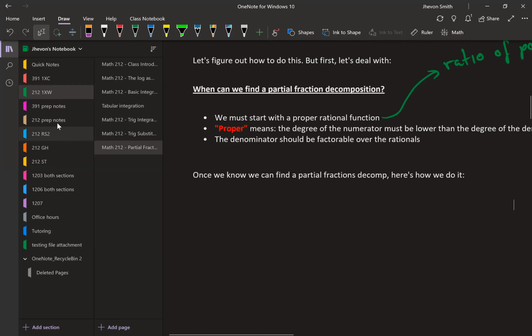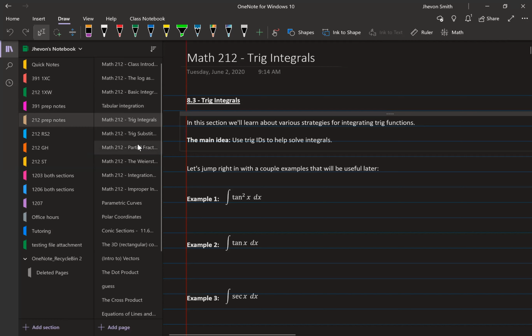Which I probably should correct in my prep notes here. Partial fractions.